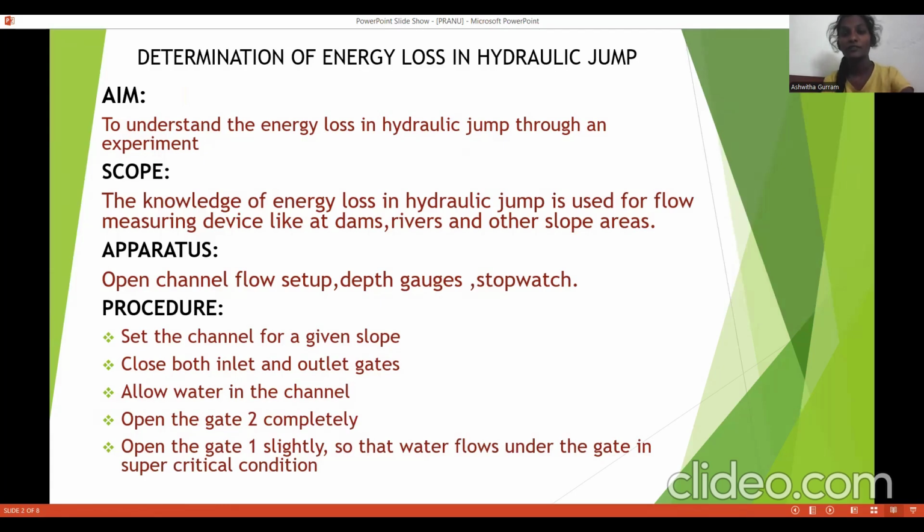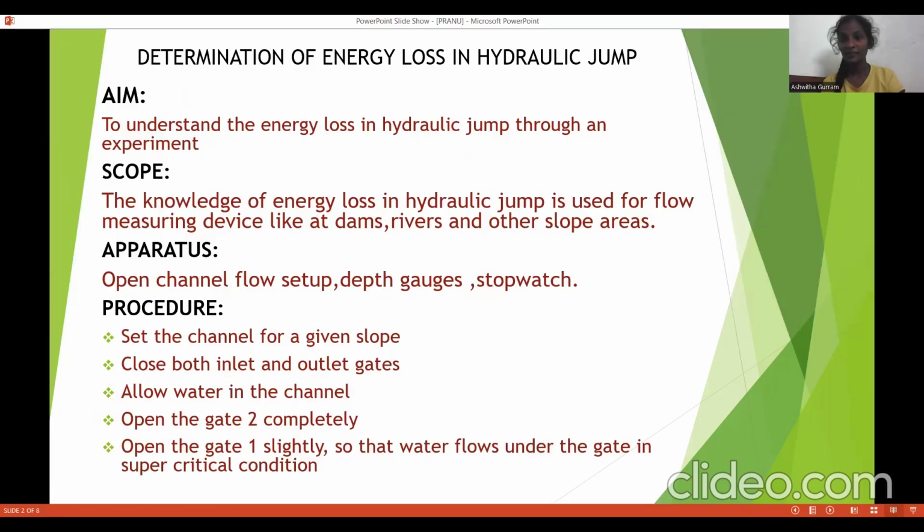It is used for flow measuring devices like dams, rivers, and other slope areas. To do this experiment, we need some apparatus, namely open channel flow setup, depth gauges, stop bars, etc. First, we want to know what a hydraulic jump is.